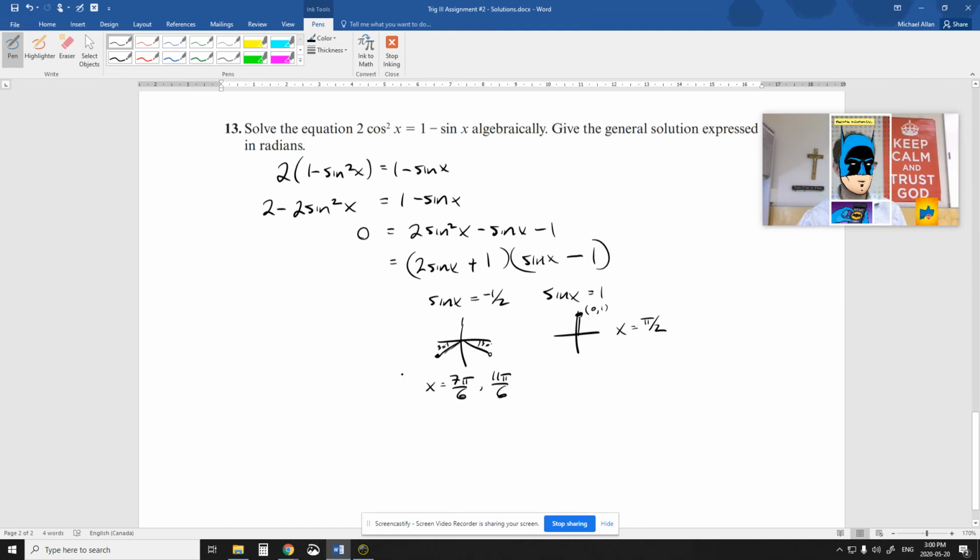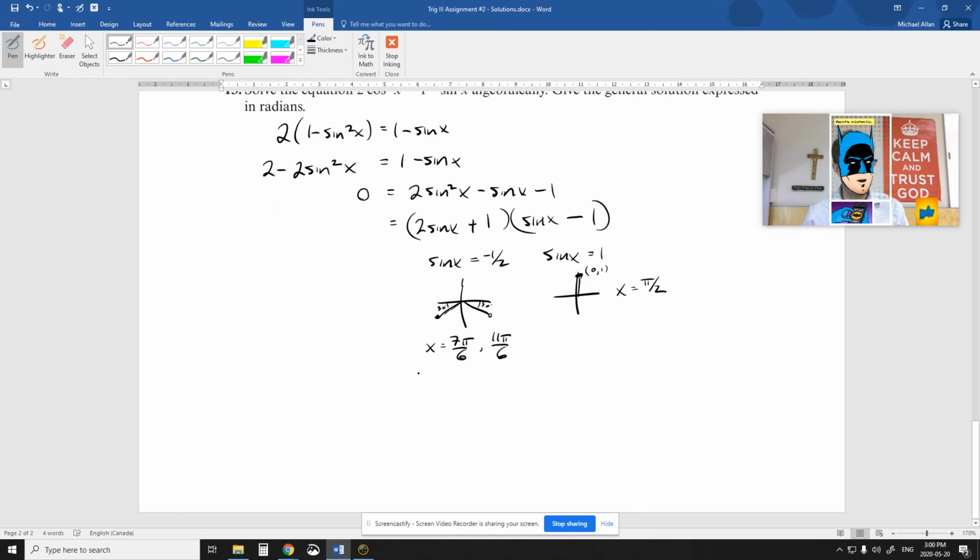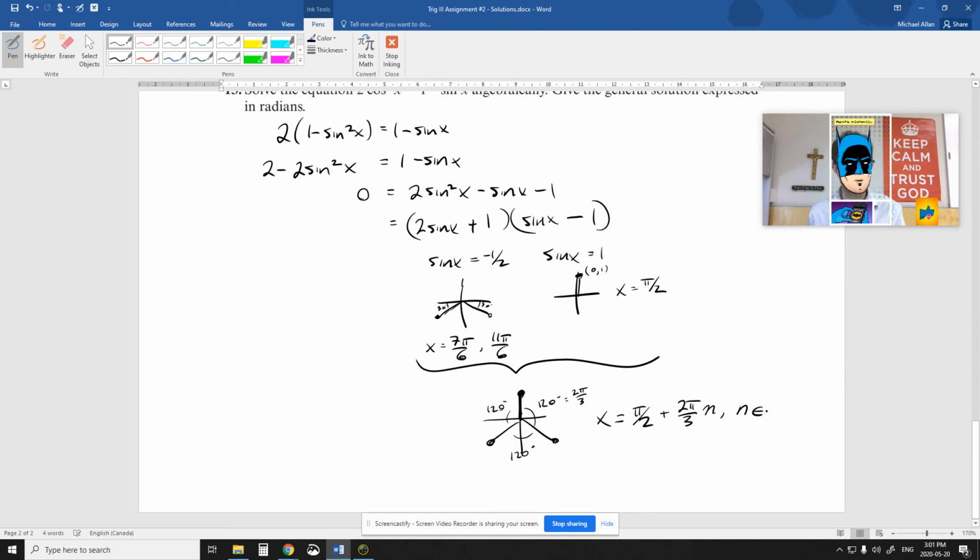Now what I'm going to do is look at these and say, is there a pattern? Can I combine these together as one general solution? So I want to find a pattern between the numbers. So I got one going straight up. I got these two going off this direction. If I look at all the angles between these, you'll see that they're all 120 degrees, or 2 pi over 3. So there's a pattern. So I'm going to start off with pi over 2, the smallest positive angle. I'm going to add 2 pi over 3 a bunch of times to get all the other angles. And there we go.